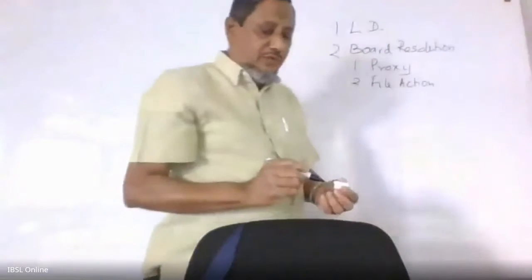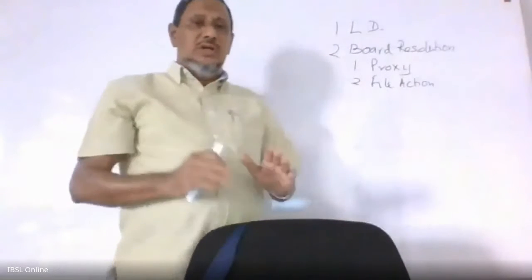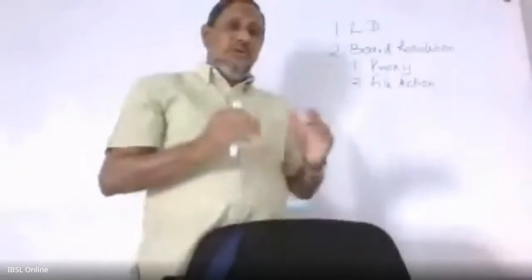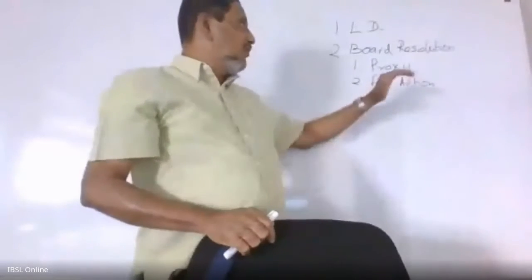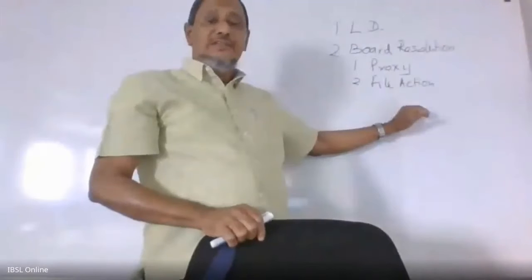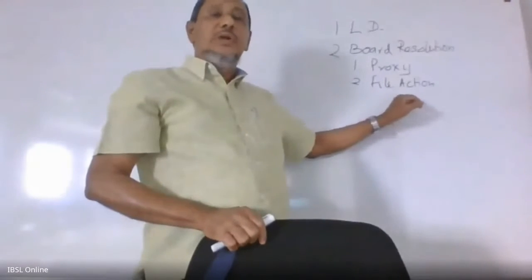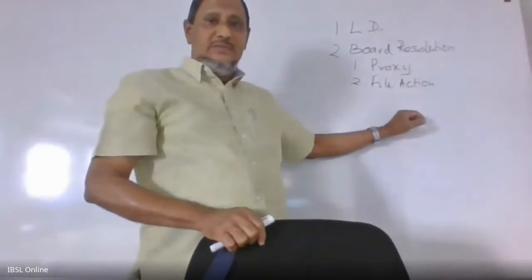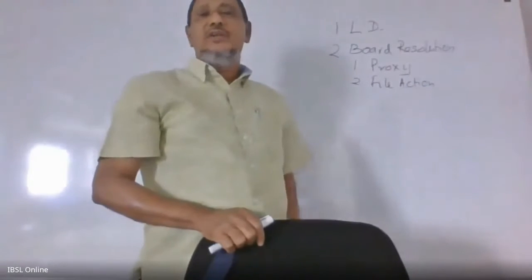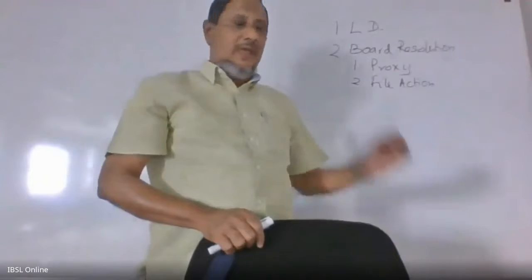We get the board approval for these two instances. Board approval for these two instances. Okay, first for the proxy, then to file action. Then the board has to give the authority to file action in the district courts. Without that, we have no authority to take any action.